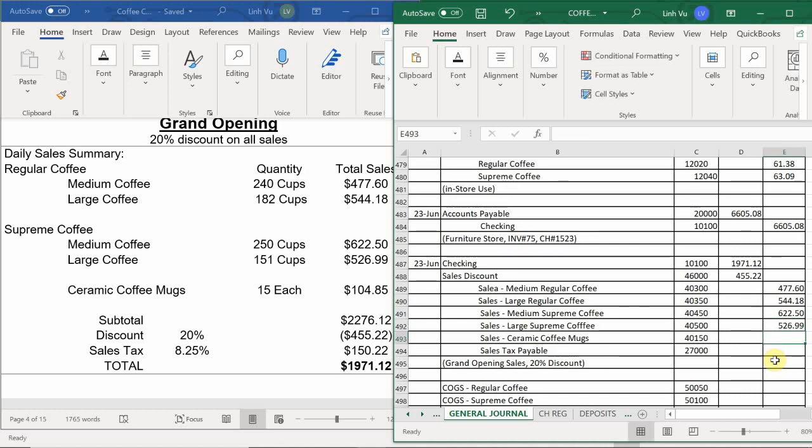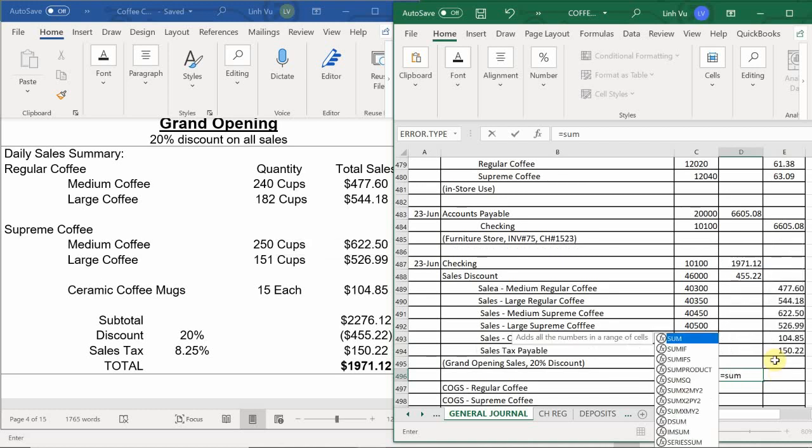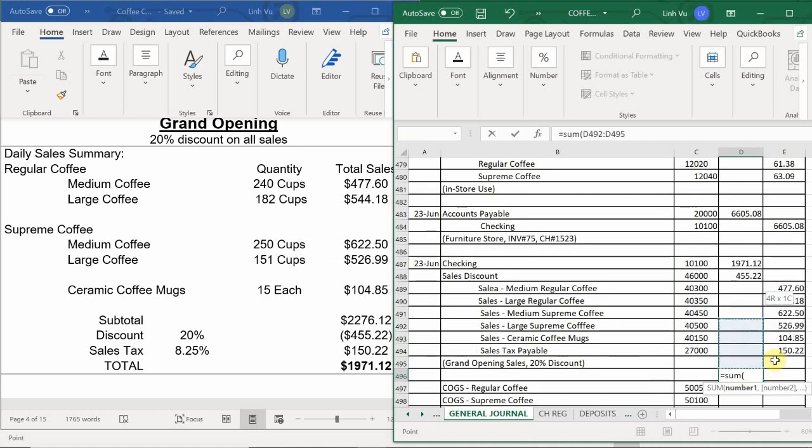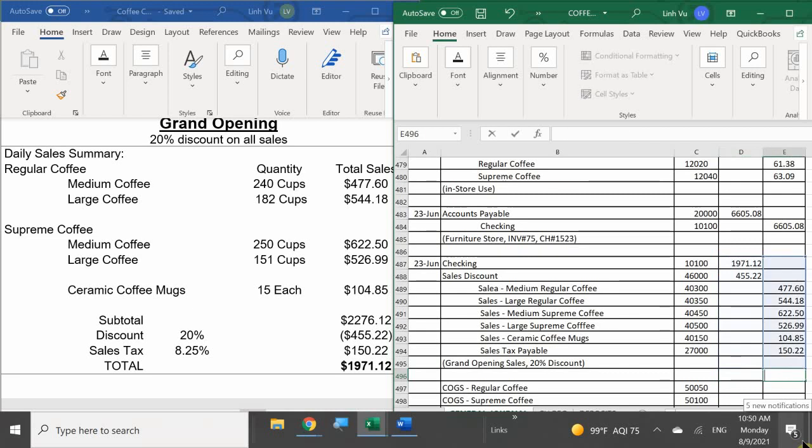And how much is the coffee cups? 104.85. And sales tax payable, 150.22. Good. I have 24, 26, 34, 24, 26, 34 on both sides. Okay.